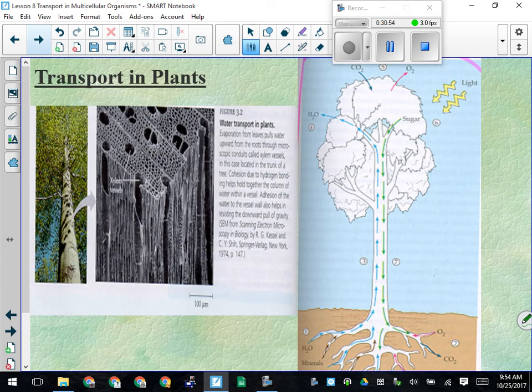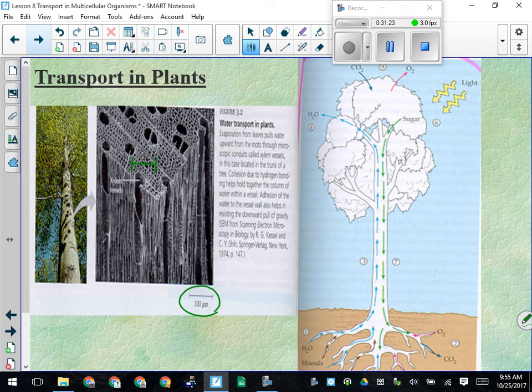All right, transport in plants. Now, we talked about this a little bit when we were going over the polar nature of water. But just to give you a better idea of how that process works, this is an electron microscope picture of the xylem, the part of the plant that carries water from the roots to the leaves. This is 100 micrometers here, so 100 micrometers is about that much. So how big are the tubes? Tiny. They have to be tiny.